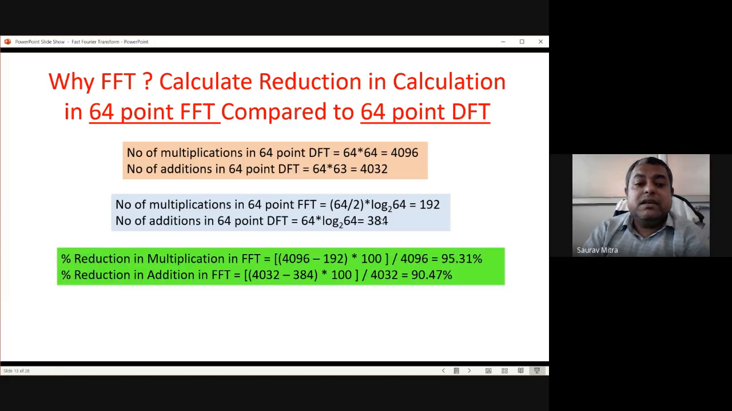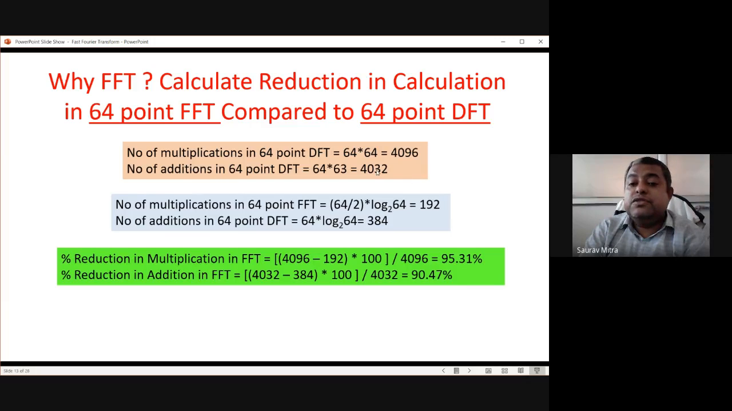There is something called computational efficiency. How do we calculate computational efficiency for multiplication? 4096 minus 192 divided by 4096, into 100%. So it is a 95.91% reduction in multiplication in the case of FFT. Previously we found DFT is using 4096 multiplications. FFT is giving the same result with 192 multiplications.